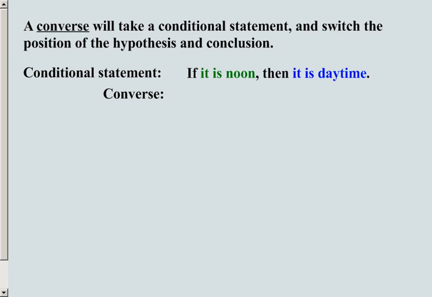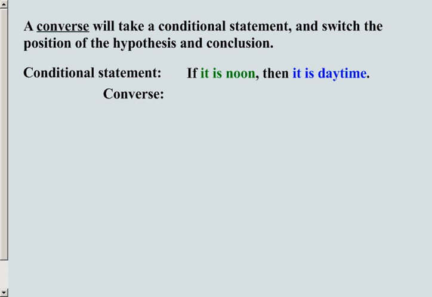We can look at a clock and see that it is 12 p.m. So that's our observation: it is noon. The conclusion would then be: it is daytime. So you can see you've got your hypothesis, it is noon, which is triggered by the word if, and it is daytime is your conclusion, associated with the word then.